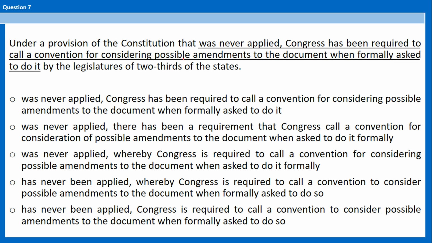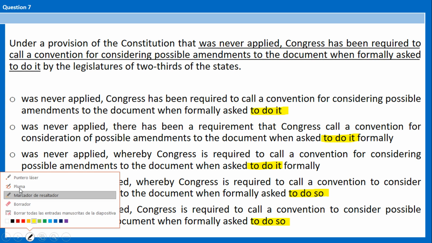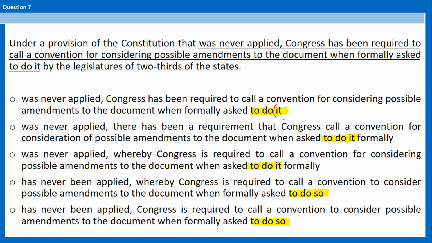Number 7. For this one, be careful with the ending, the split at the end. You have the split to do it versus to do so. Okay, so just remember that it needs to replace a singular noun. What is it?